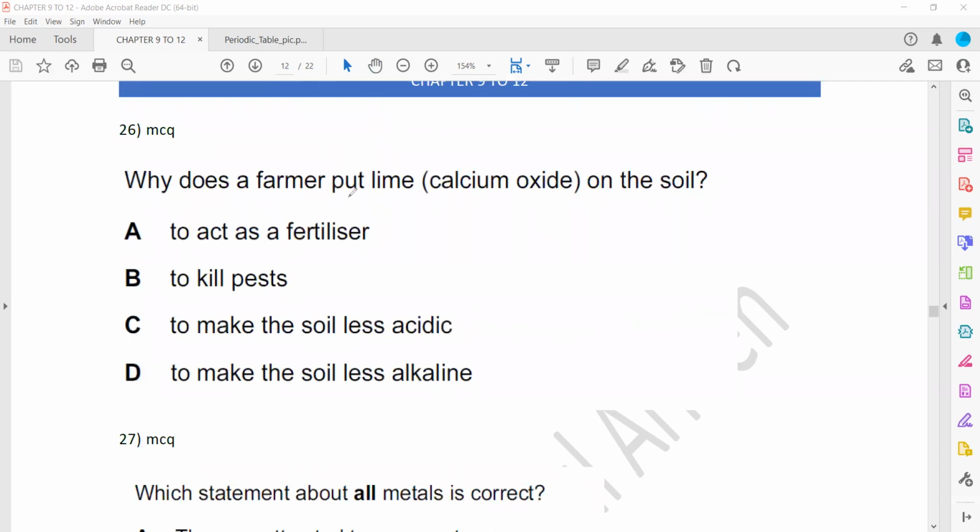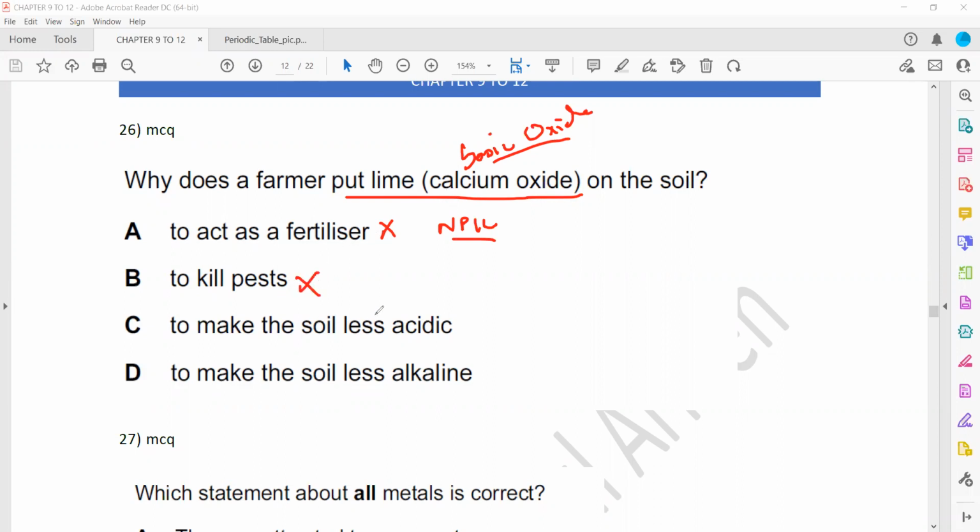Why does a farmer put lime, calcium oxide, in the soil? Calcium oxide is a metal oxide, or a basic oxide. So what is the characteristic of a basic oxide? Basic oxides are used to remove acid from the mixture. Does it act as a fertilizer? No, fertilizers provide NPK, a compound which can provide nitrogen, phosphorus, or potassium, or any one of them, or two of them, or all three. Is it used to kill pests? No, it is not used to kill pests.